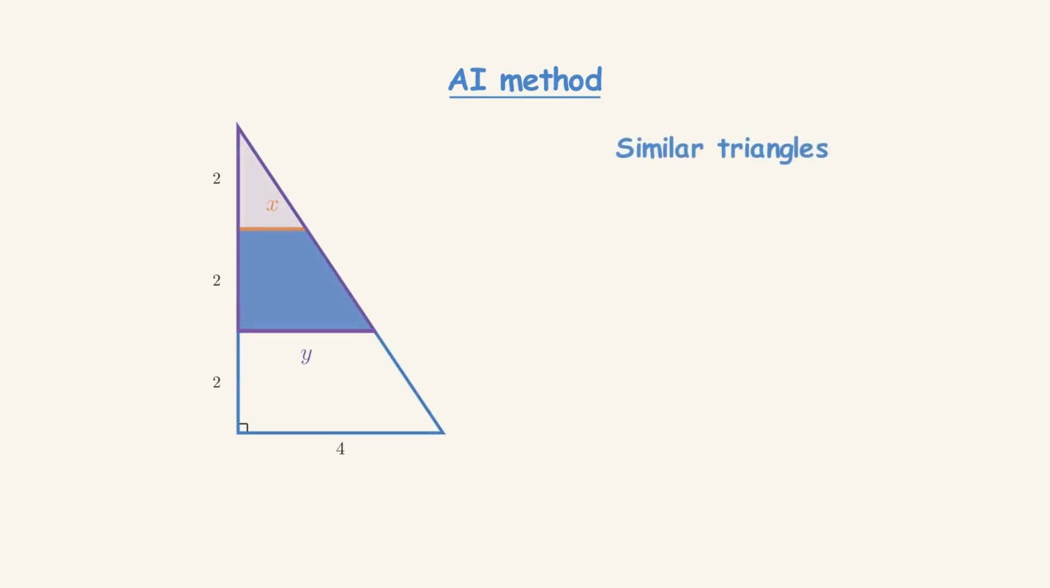Now look at the middle triangle and the big triangle. They're similar too. Their heights are 4 and 6, and their corresponding bases are y and 4. So y over 4 equals 4 over 6. That gives us y equals 8/3.